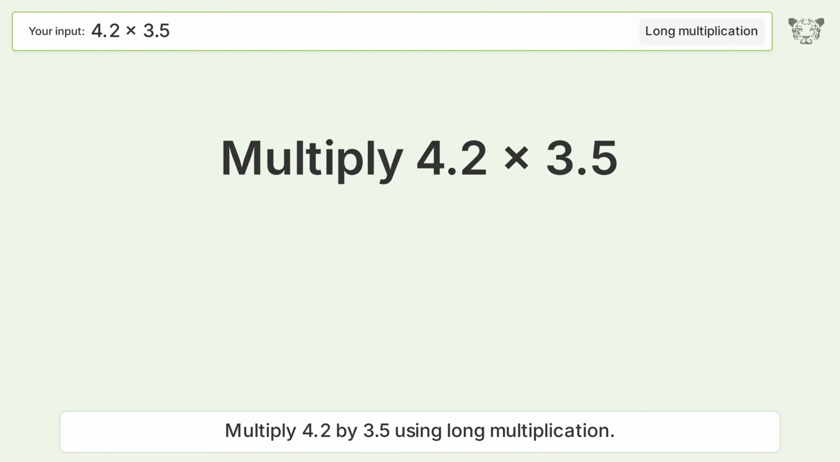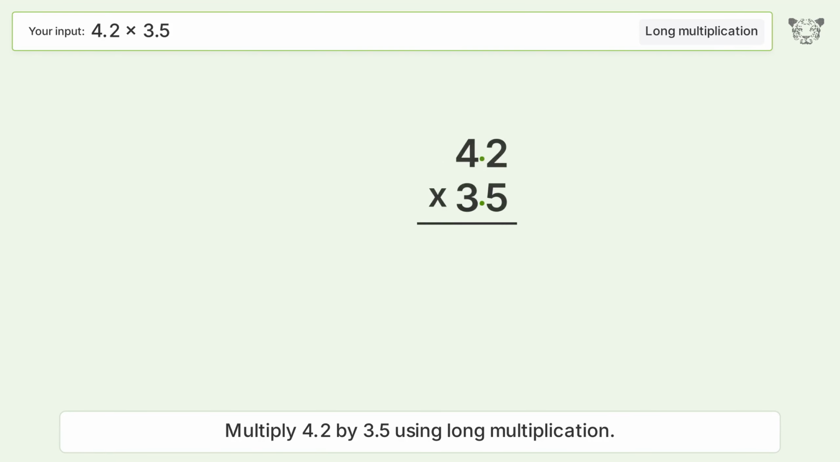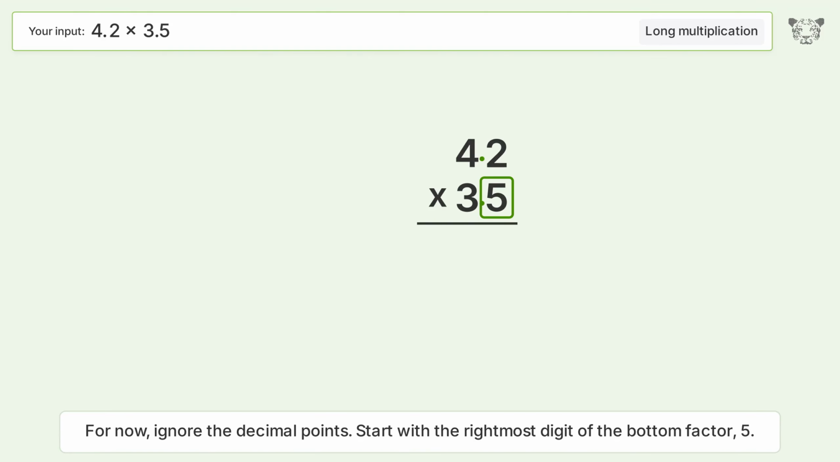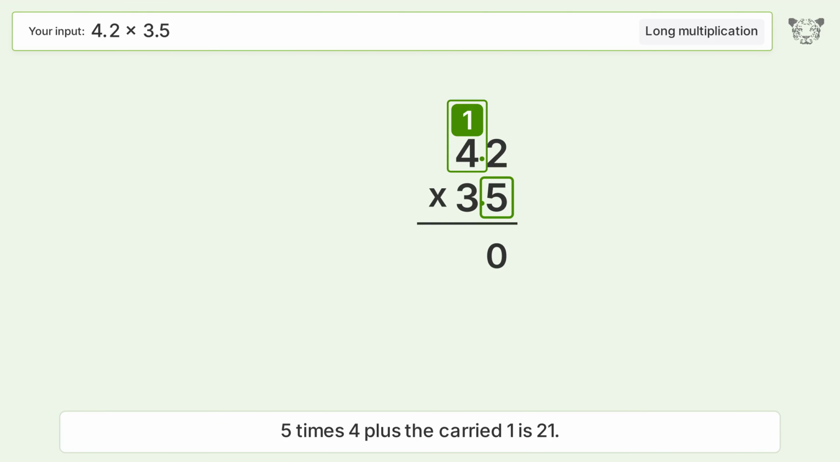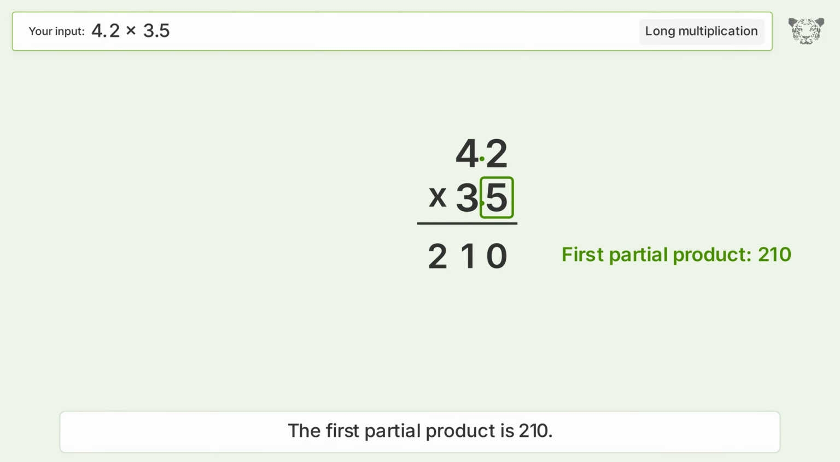Multiply 4.2 by 3.5 using long multiplication. For now, ignore the decimal points. Start with the rightmost digit of the bottom factor. 5 times 2 is 10. Put 0 in this column and carry 1. 5 times 4 plus the carried 1 is 21. The first partial product is 210.